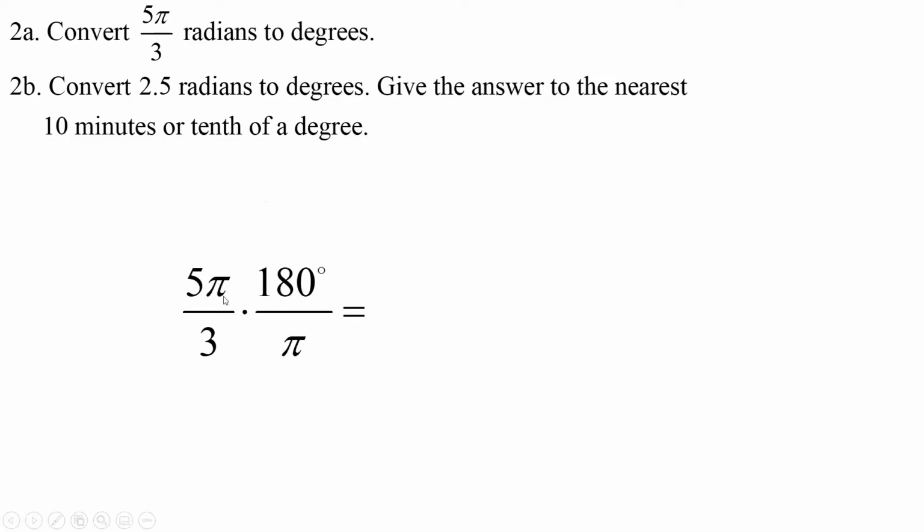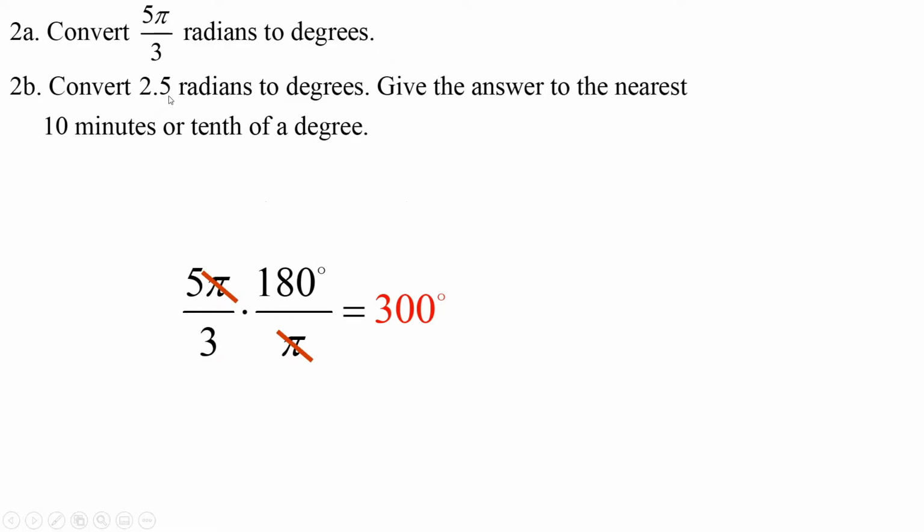Now, this one, your factors of pi would cancel out, all right? And then you're just going to cancel those pi's right there. And I think we can do this one without our calculator. 3 goes into 180 60 times, and 60 times 5 would be 300. So that's 300 degrees right there. Okay, now 2b.